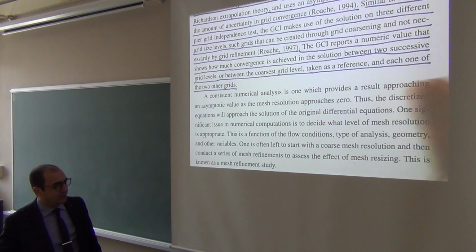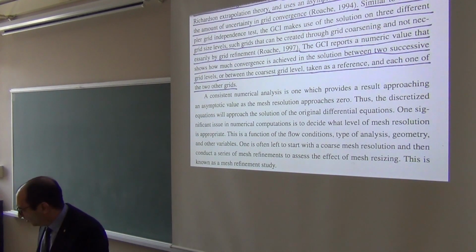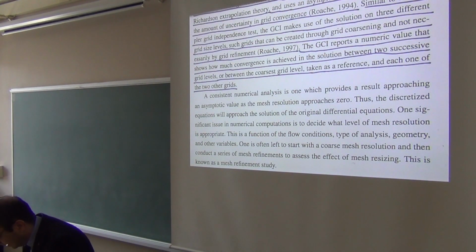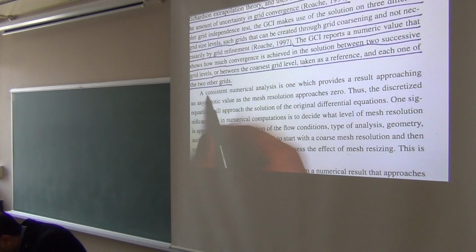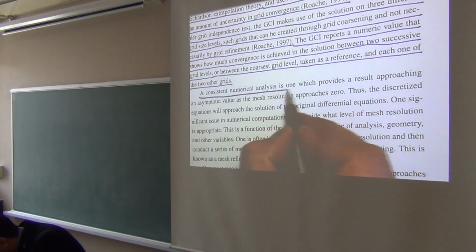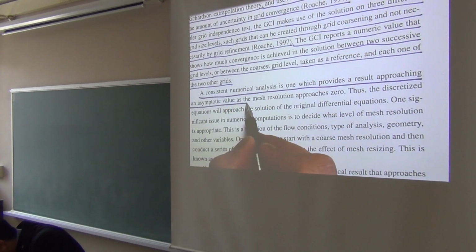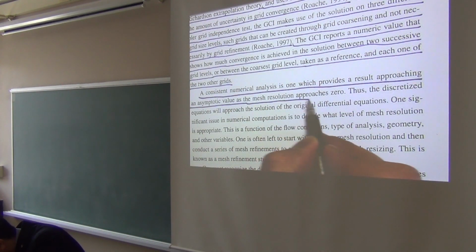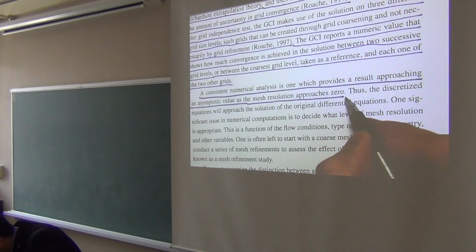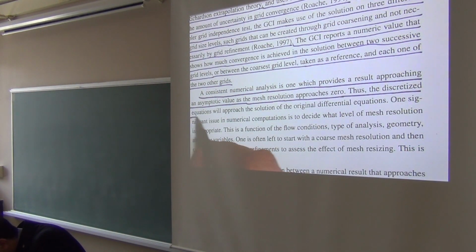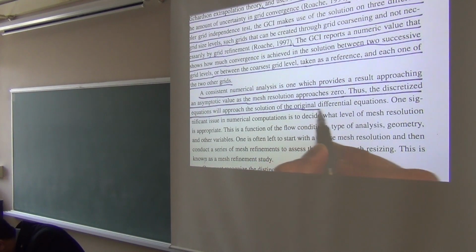Or, if you like, marginal improvement, relative improvement by refinement. A consistent numerical analysis is one which provides a result approaching an asymptotic value as the mesh resolution approaches 0. Thus, the discretized equations will approach the solution of the original differential equations.